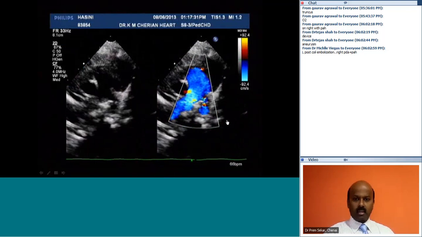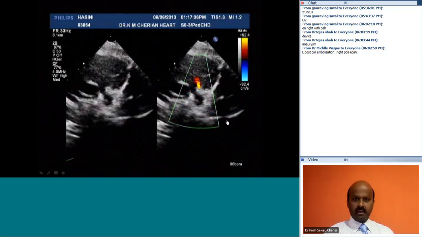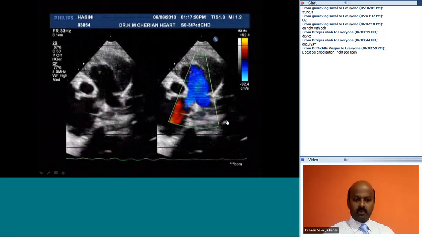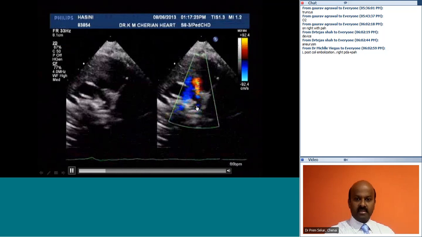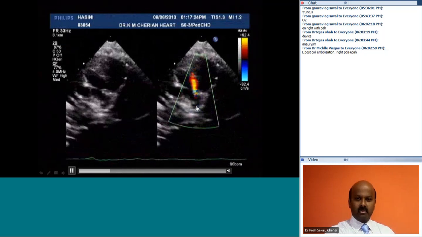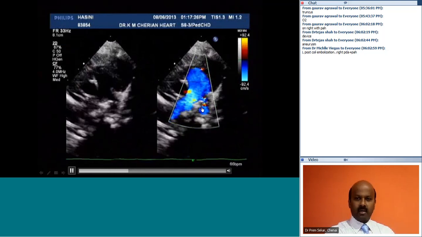And this is a moving video image of the parasternal short axis view of patent ductus arteriosus with and without color flow. The PDA is being pointed out. You see the flow is from the descending aorta into the pulmonary artery, and the PDA inserts into the proximal portion of the left pulmonary artery.